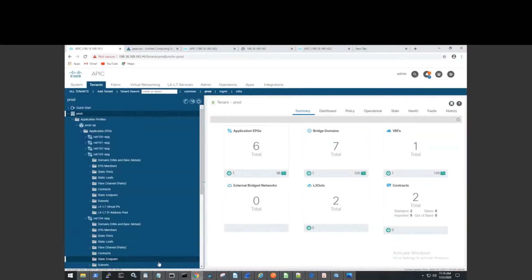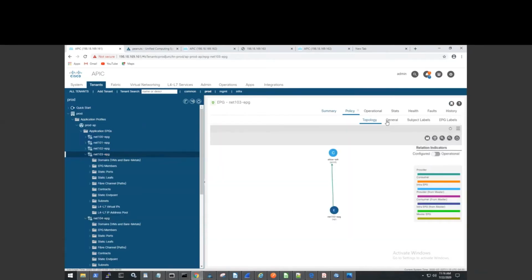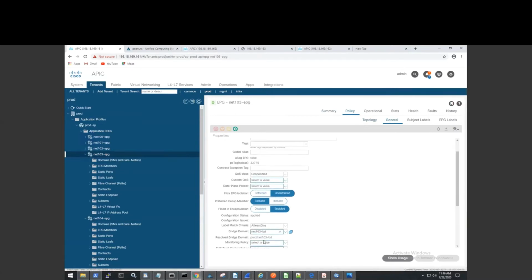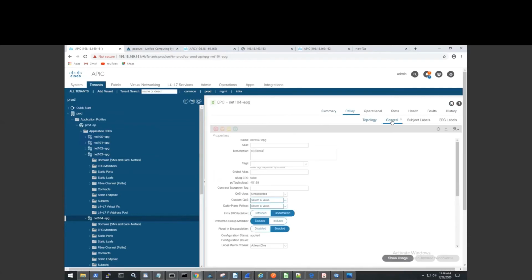Sure. So to begin with, let's go to the policy. This is EPG 103 and this is EPG 104. The first thing I'm going to show is the policy in general, and you see we are in the same BD. Different EPG, same BD. That's 103 with BD 103, and EPG 104 with the same BD too as well.